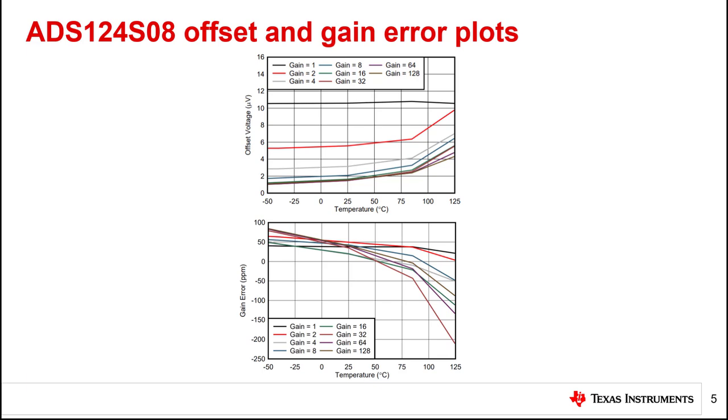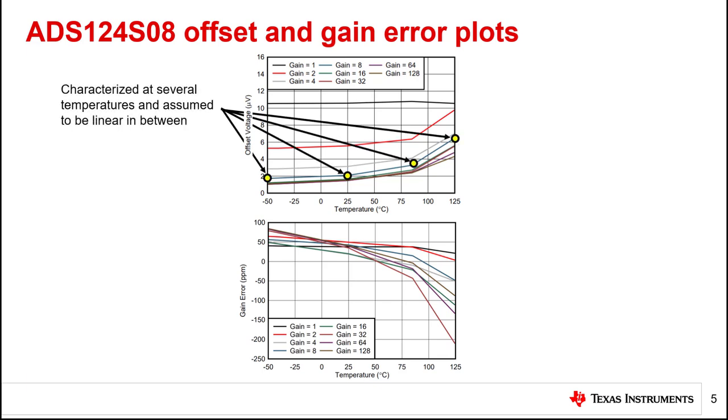Shown here are two over-temperature error plots from the ADS124S08 datasheet. The top plot shows the offset voltage in microvolts for each gain from -50 degrees Celsius to 125 degrees Celsius, while the bottom plot shows the gain error in ppm over the same temperature range. Note that while neither plot is linear, they are not quite as arbitrary as the example plot shown on the previous slide. Let's discuss some of the key takeaways from these plots.